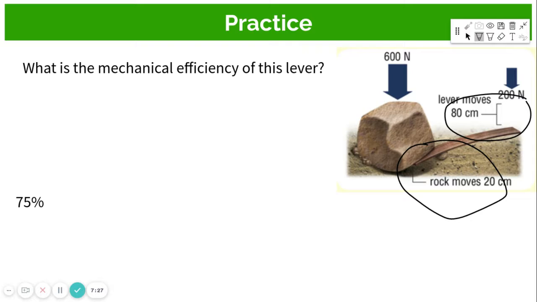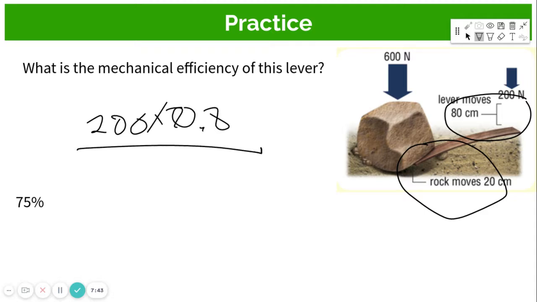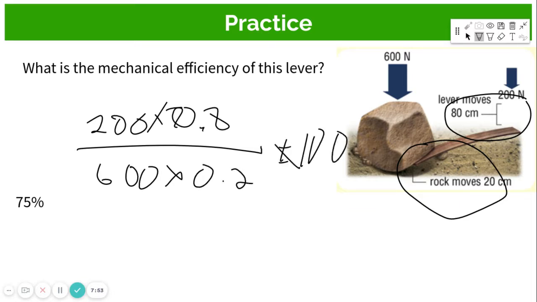So what we need to do now is work out the work done, input and output. So to work out the input, we take 200 times 80, times 0.8, sorry, because it's in centimeters, divided by output, which is 600 times 0.2, and then times 100, which should give us 75, if I'm not mistaken. All right, it's input divided by output and multiplied by 100. All right, should give you 75.